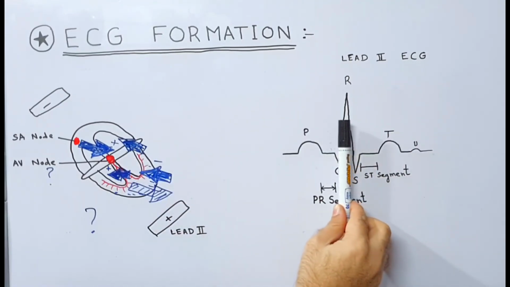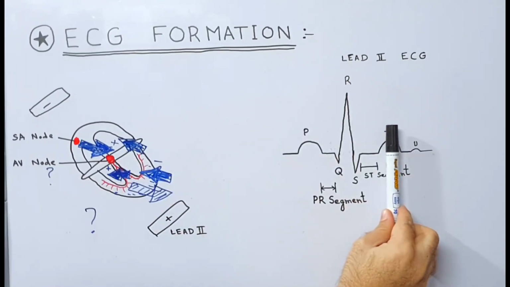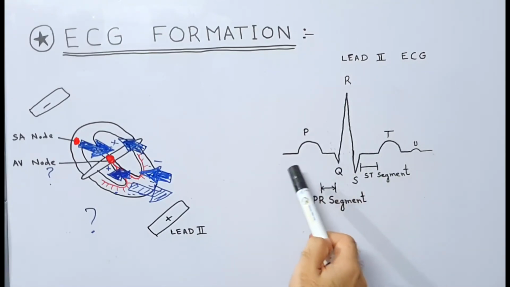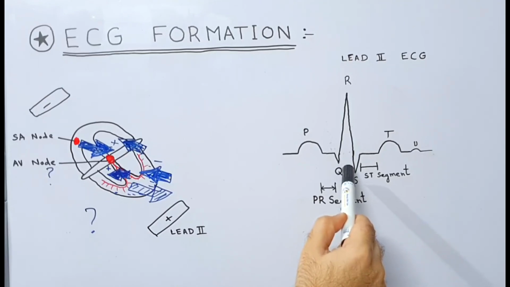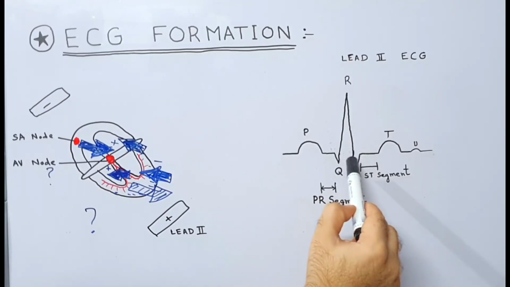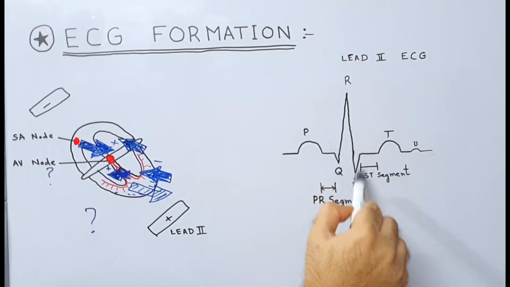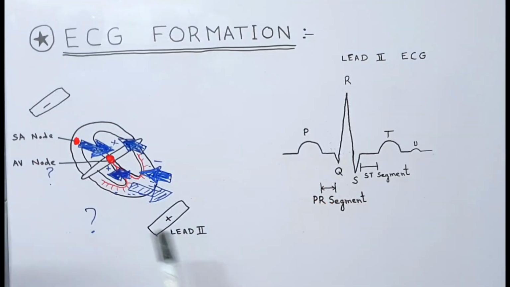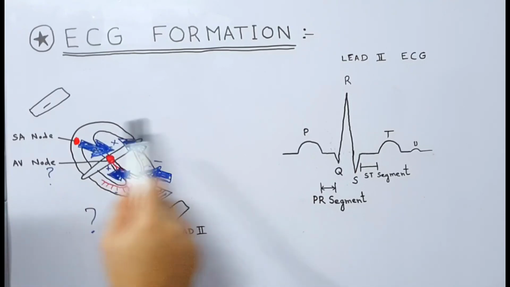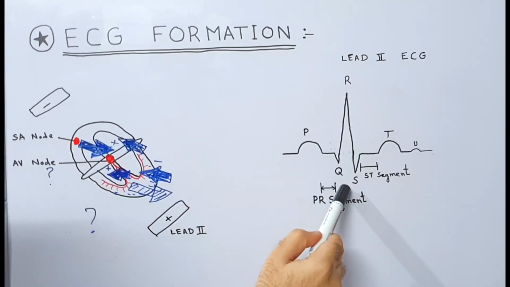So this is the depolarization of the ventricle and this is the repolarization of the ventricle. You might see that we can see the depolarization of the atria, but we cannot see the repolarization of the atria because that repolarization wave is masked by the QRS complex. Therefore, we cannot see the repolarization wave individually here. Repolarization of the atria occurs during the formation of QRS complex.